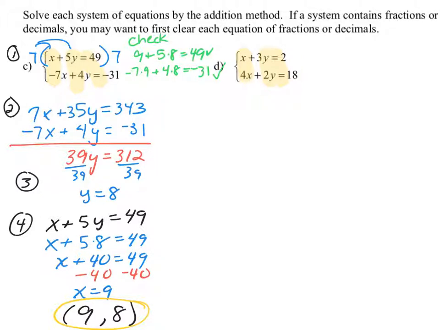The second step is to multiply both sides of either or both equations to get opposite terms. Well, here we could either get opposite x terms or opposite y terms. And it would be nice perhaps to get the opposite x terms.